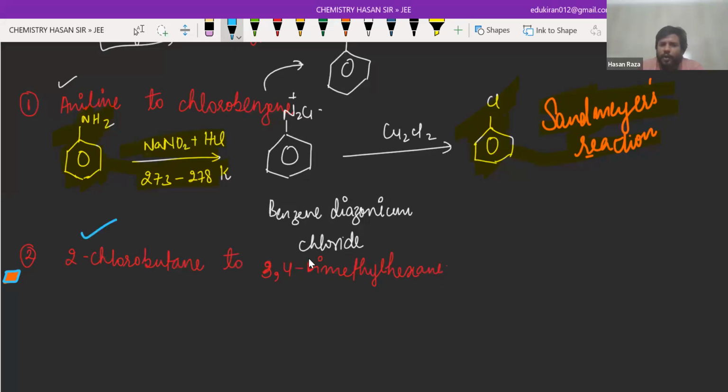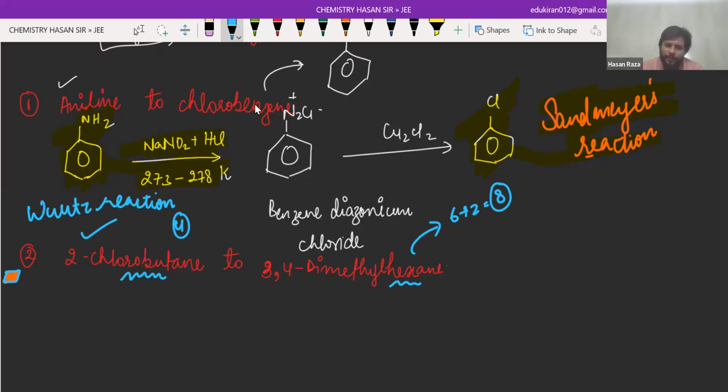See, 2-chlorobutane and this is your 3,4-dimethylhexane. Okay, very easy. How many number of carbon is there? Hexane, that means 6, and 2 methyl is there. So total number of carbon is basically 8. And how many carbon is there? 4. So it is your Wurtz reaction.